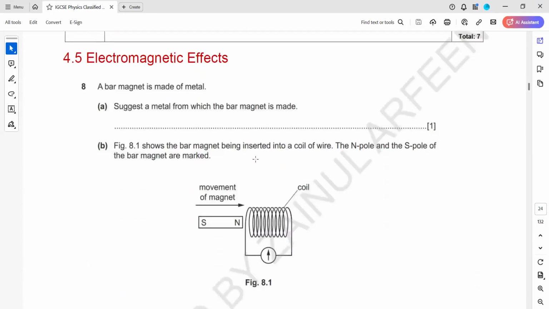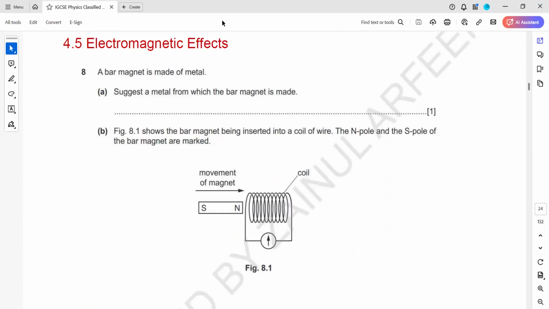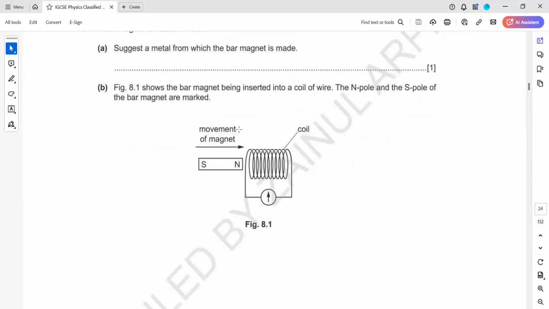This question is related to electromagnetic effect. A bar magnet is made up of a metal. Suggest from which metal the bar magnet is made. Because it's a hard magnetic material, it is made up of steel. If it was an electromagnet or temporary magnet, then we'd mention iron.